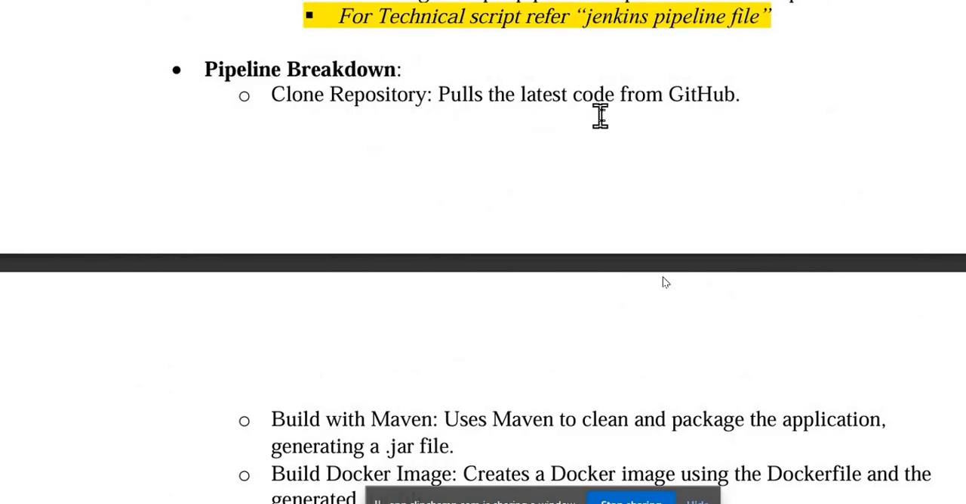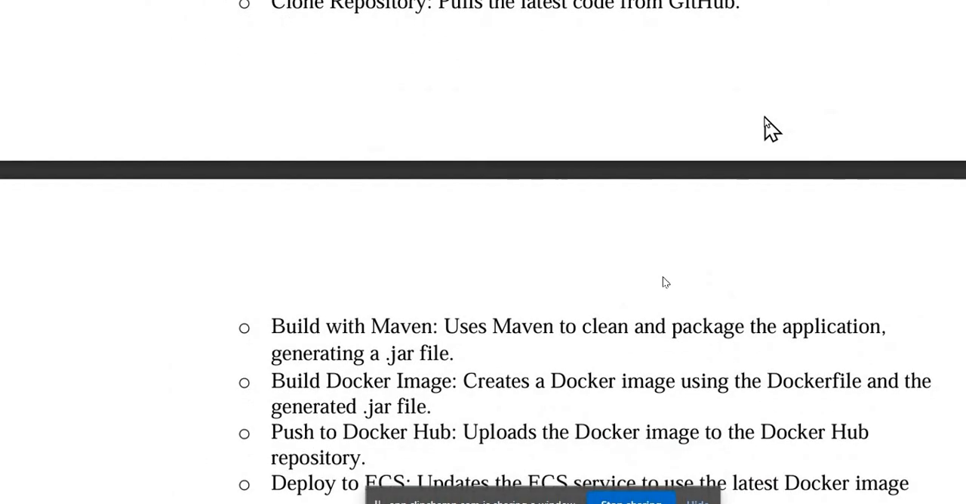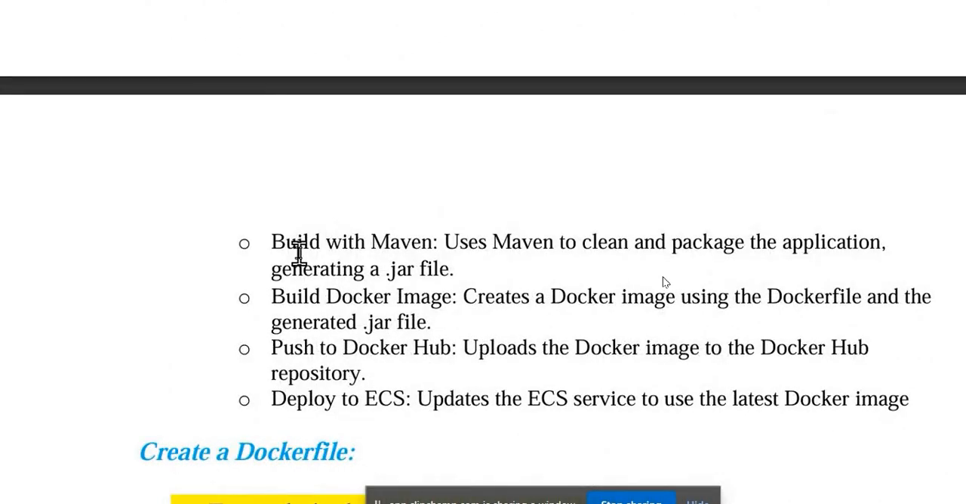It will pull the latest code from GitHub, and once the pull is successful, it will build with Maven. That is, it uses Maven to clean and package the application. mvn clean package is the command to build Spring Boot applications or Maven-based application files, where it will generate the .jar file. Once the build is successful, obviously the jar file will be created.